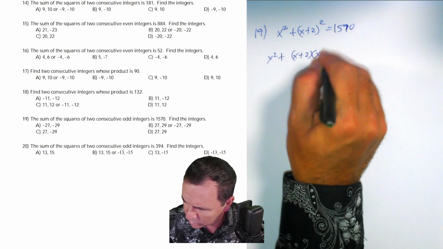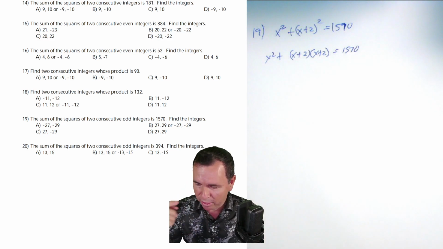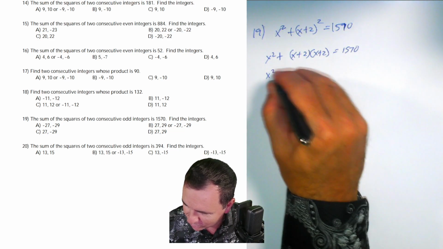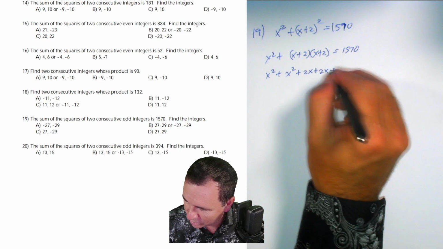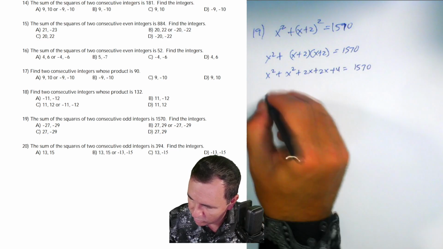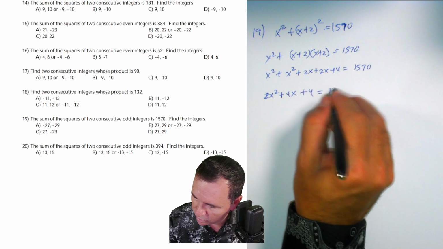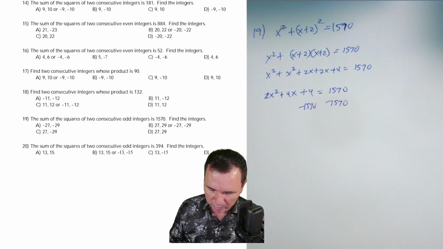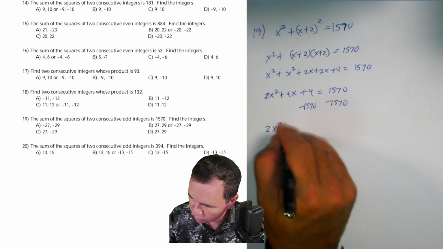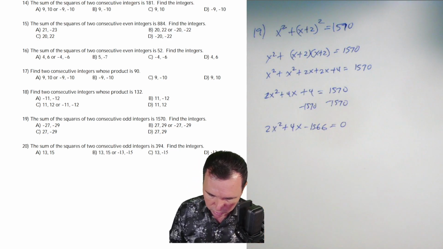Okay, let's quickly do it just to get this done. You're probably saying to yourself, but Mr. Lau, we're just gonna use the shortcut. Why are you doing all the work? But I mean, it doesn't hurt to actually be able to do the work, right? So we're gonna have 2x squared plus 4x plus 4 equals 1570. Subtract 1570 from both sides. So we have 4 minus 1570. I get 2x squared plus 4x minus 1566 equals 0. Divide everything by 2.